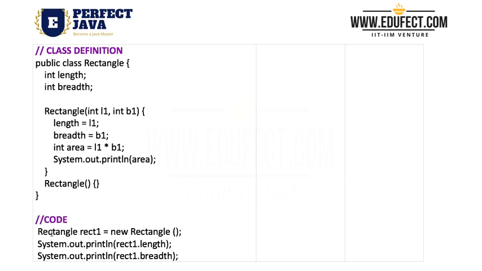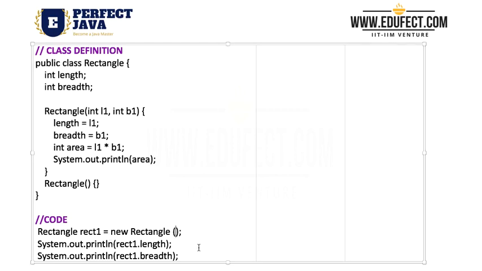We are saying Rectangle rect1 is equal to new Rectangle. We are not passing any parameters, so which one will it match? It will match this constructor. After this constructor is called, what will rect1 look like? We know whenever an object is created, all its fields get a default value. So the default value of length will be 0, and for breadth it will be 0. In the constructor, because we are not doing anything, there is no change.